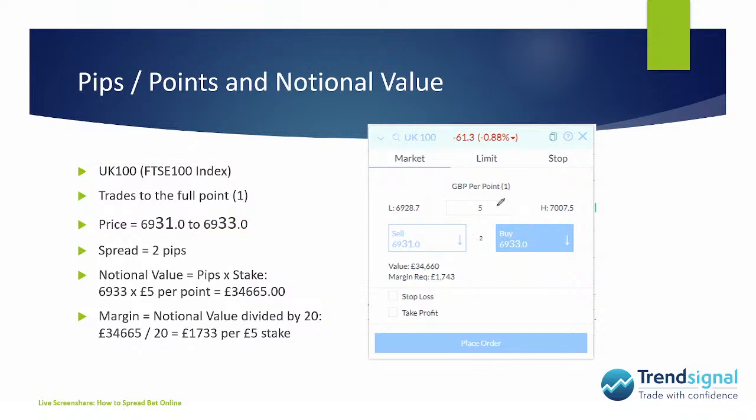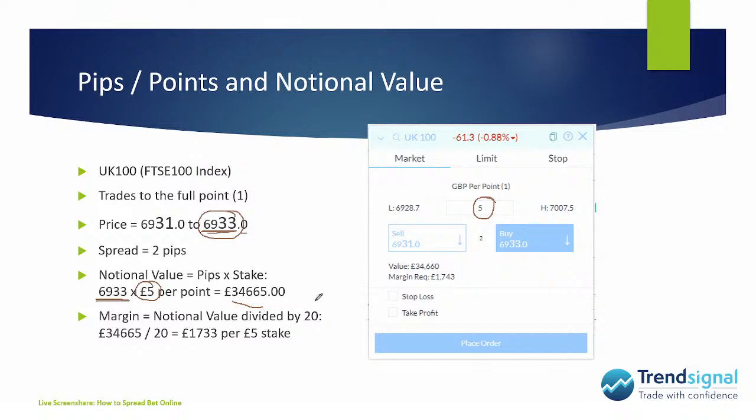So we're going to do this at £5 per point. So how does that work? Well, we take our price. We're trading it to the full number, if you like, not to any decimal point. So it's 6933. We're going to be buying it. 6933 times the £5 per point that we're going to do. So the notional value is 6933 times 5, that number there.